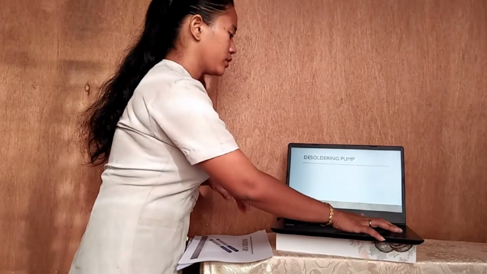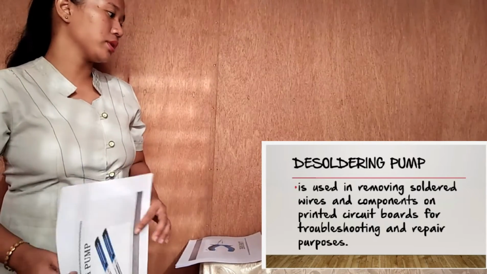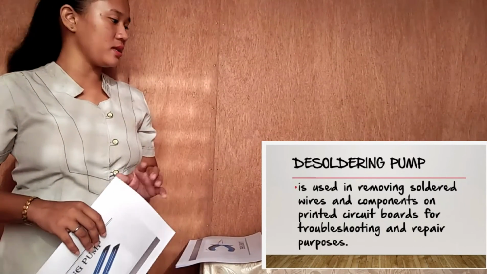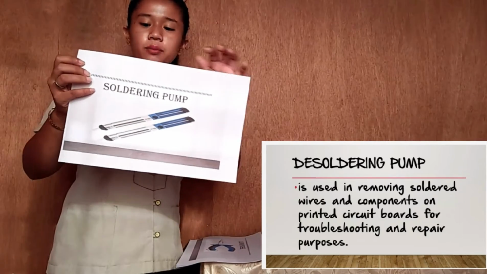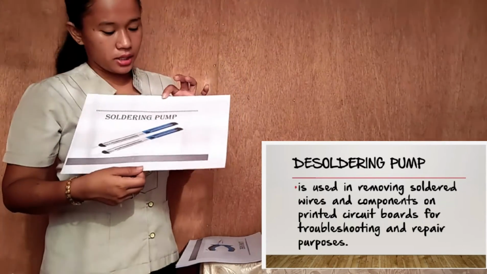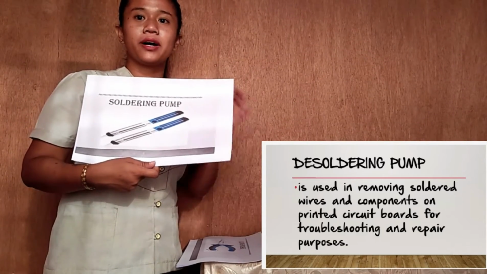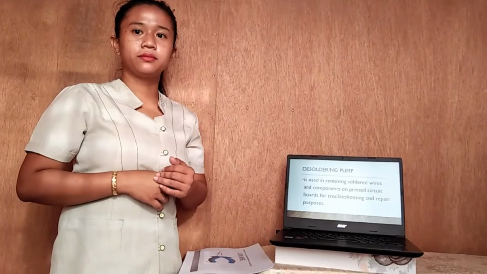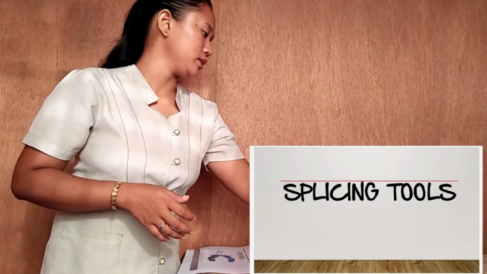The last one is the soldering pump. It's used in removing soldered wire and components on a printed circuit board, or PCB, for troubleshooting and repair purposes. So this is the picture of a soldering pump. It is commonly used for sucking melted solder from the soldering iron. So let's proceed now to splicing tools.